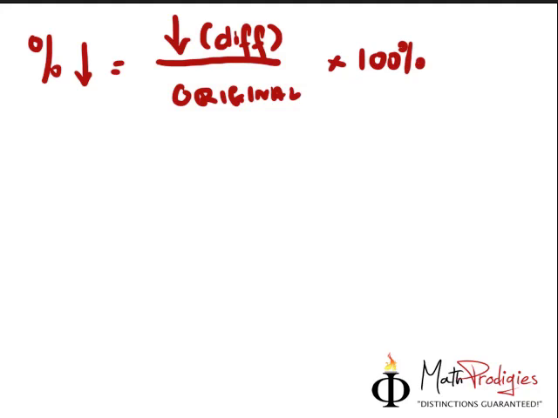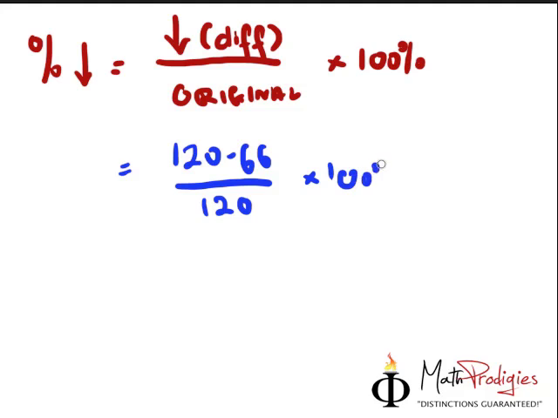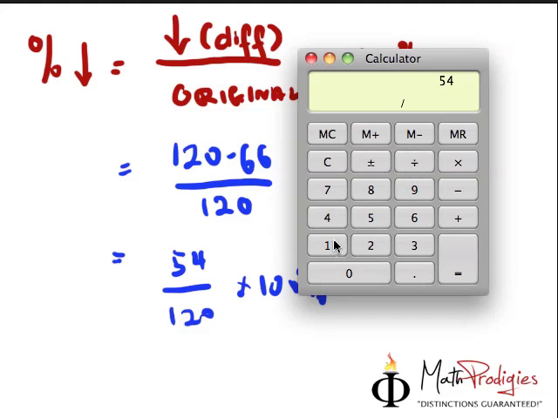So what is the decrease? Let's check it out. The decrease is from 120 to 66. So the difference is 120 minus 66. And the original is 120. You multiply that by 100%. 120 minus 66 is going to give you the answer of 54 over 120 times 100%. And you will put it in our calculator. 54 divided by 120, you get 0.45, times 100% is going to give you 45%.